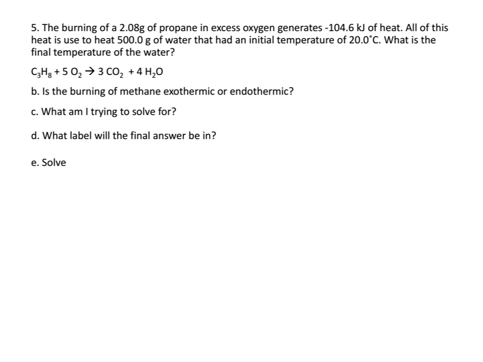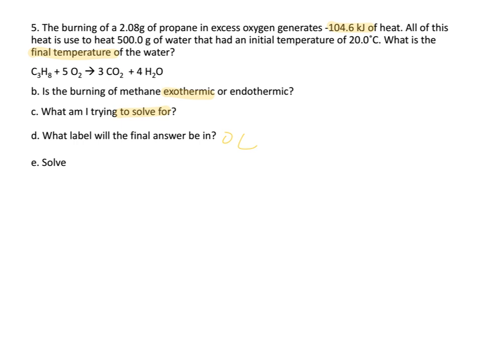Is this burning endothermic or exothermic? Because the energy is negative, that means it's exothermic. I'm again trying to solve for my final temperature of my water. Because I'm trying to solve for that final temperature of the water, that means again I'm looking for degrees Celsius for that information. Okay, and then we can solve.